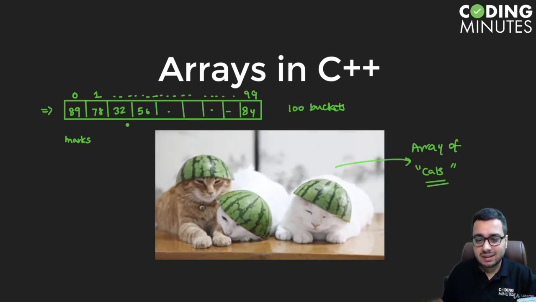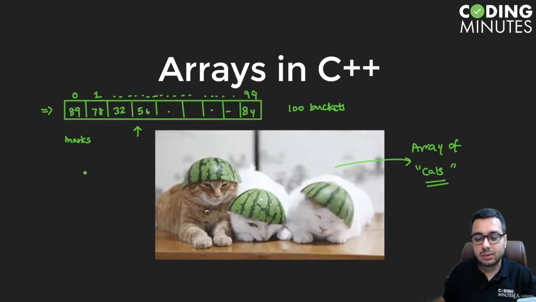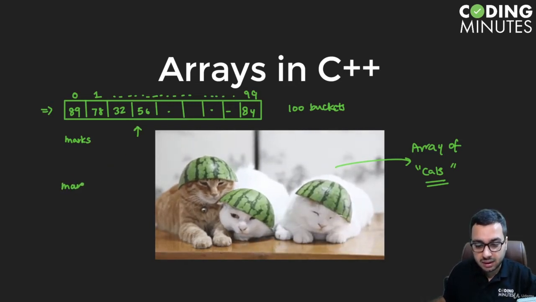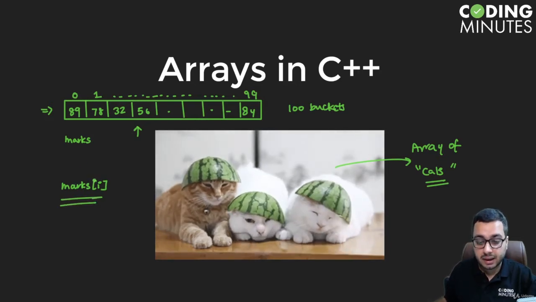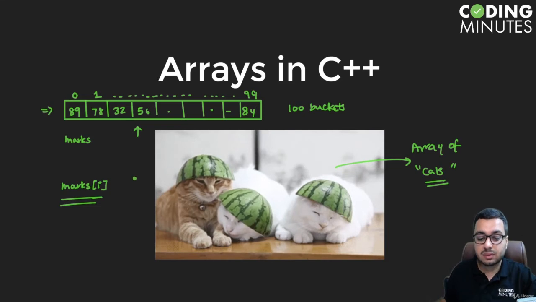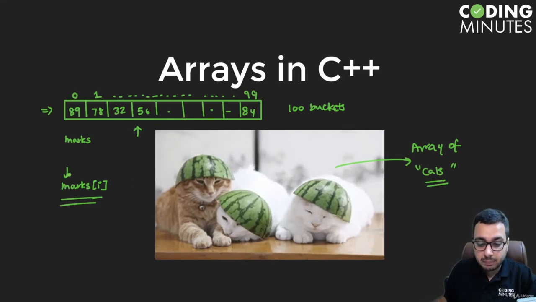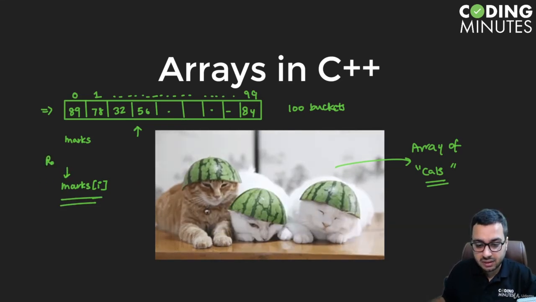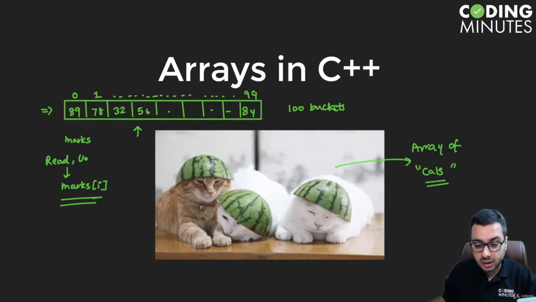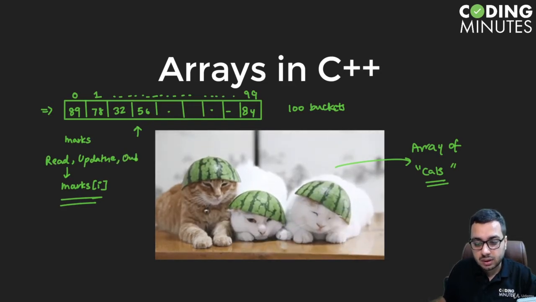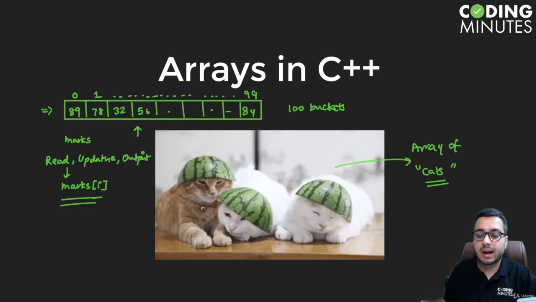And you can access marks of any student by writing marks of i. Okay, so you can access the ith bucket by using this notation, marks of i. So you can perform different operations. For example, you can read what are the marks of the ith student, you can update what are the marks of the ith student, you can even output what are the marks of the ith student.